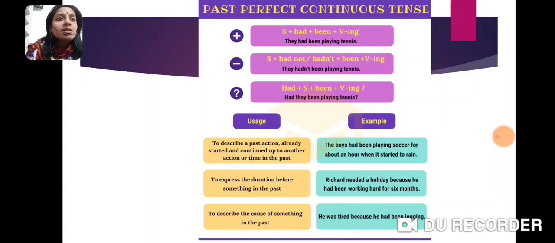They hadn't been playing tennis. And in the question form, had comes before subject plus been plus verb with ing. Had they been playing tennis? Let's look at the uses.